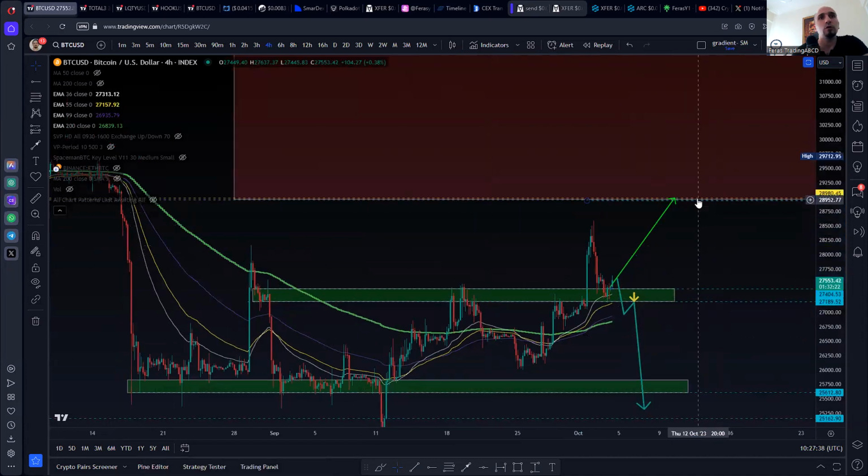That's it for Bitcoin. I won't make it more complicated. This is the current Bitcoin and market structure.